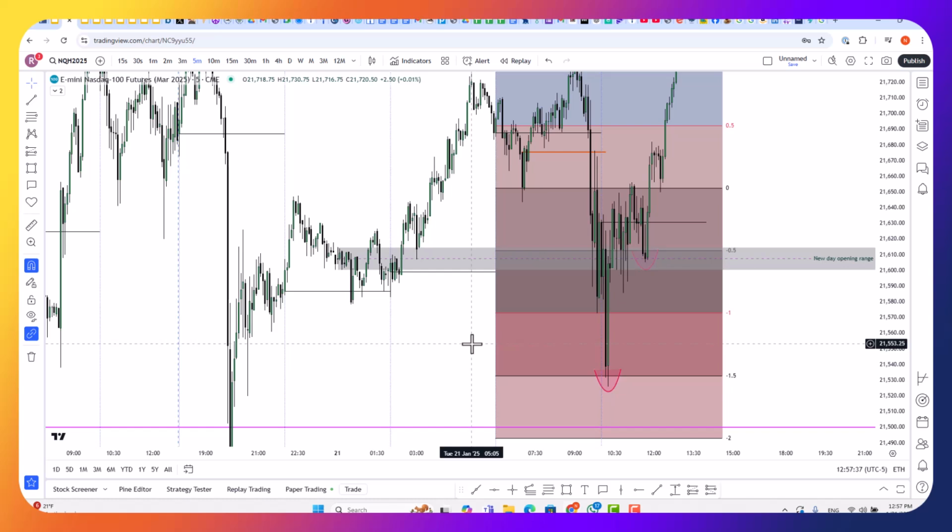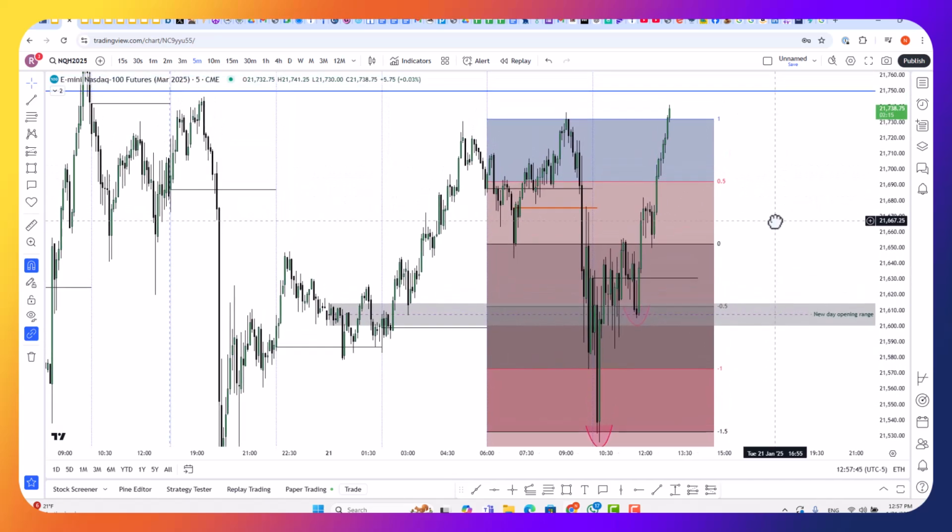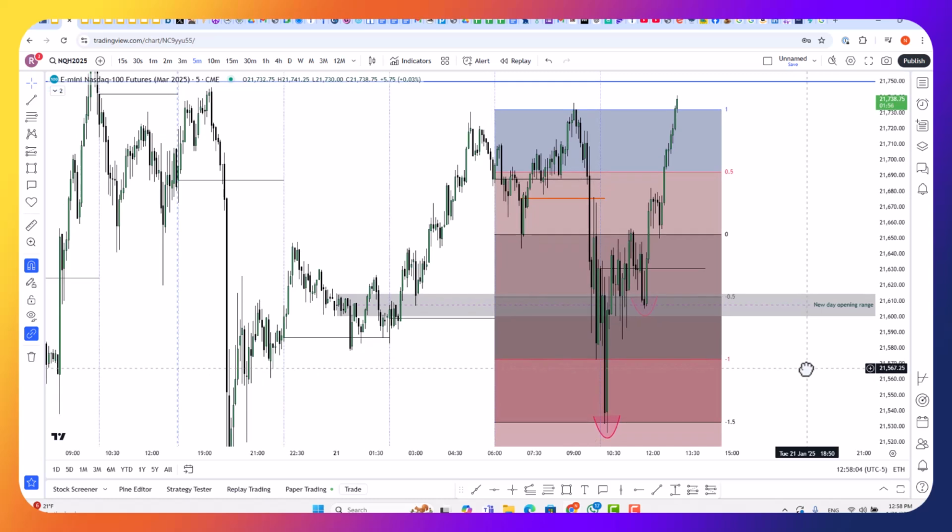That's my new day opening range. Ooh, poof. High is gone. This is beautiful. So now I'll take a screenshot.